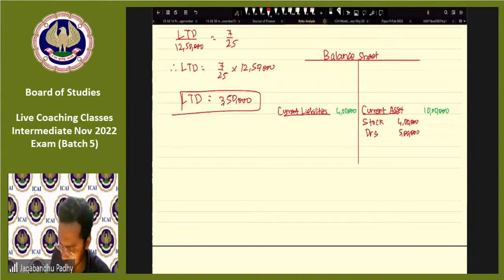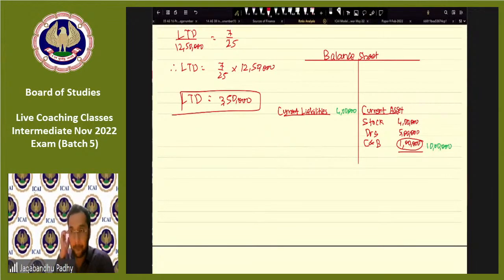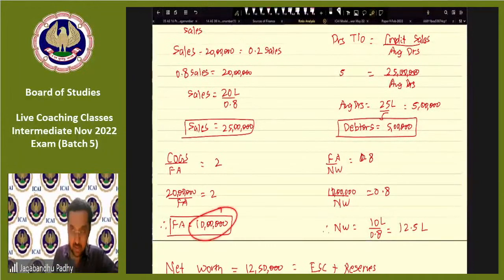Any guesses, guys? What should be the balancing 1 lakh? Because my current asset is standing as 10 lakh. So what is this balance? The balance is definitely the cash and bank component. Okay. Then we also computed the fixed assets. Fixed assets stand as 10 lakh.